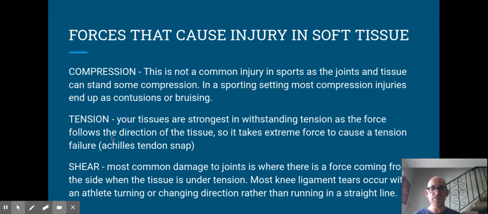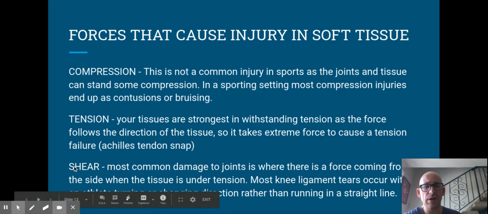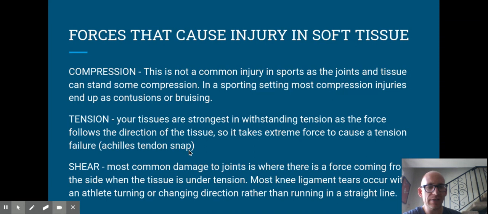Now with tension, occasionally we can get tension injuries. Usually that comes when there has been some damage to the tissue already, or that tissue has gone through years of getting tighter and shorter. But it still takes extreme force to get failure that way. The one example would be an Achilles tendon snap.